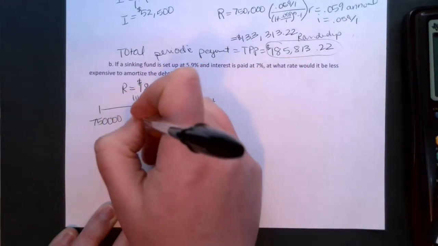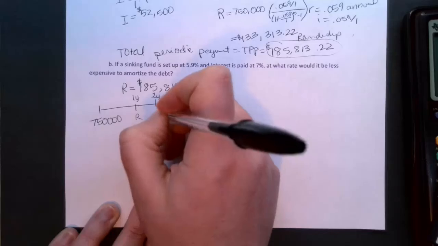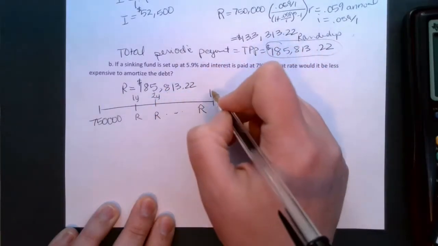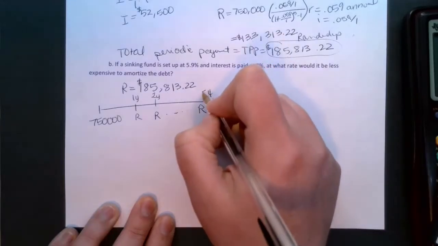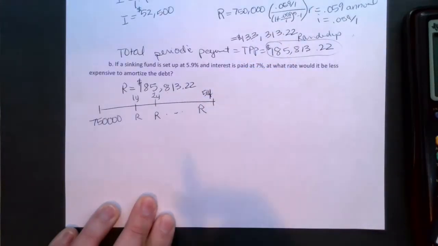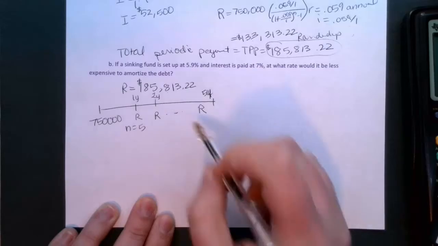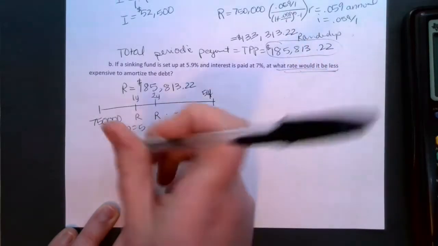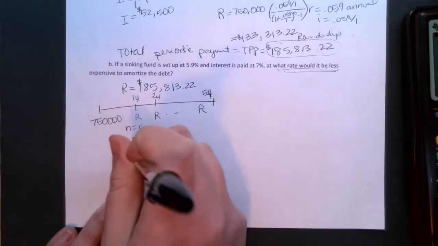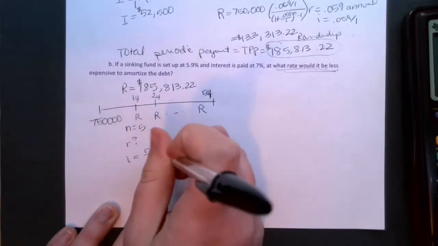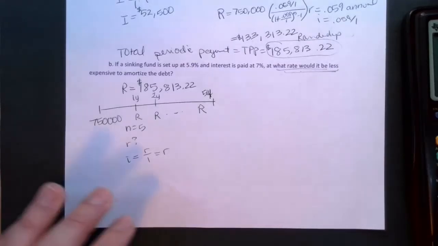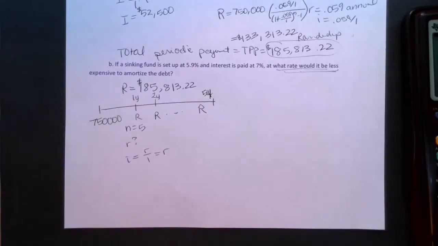And then 1 year in we make that payment, 2nd year in we make that same payment, and we're going to make it again over here at year 5. Okay, so we're still making 5, n equals 5, but here we're trying to figure out at what rate it is less expensive. So now we're trying to figure out what's our R. Remember, I here is going to be R over 1 or just R, so we don't have to worry about having a separate piece. But we're trying to figure out again which one would be cheaper, right?